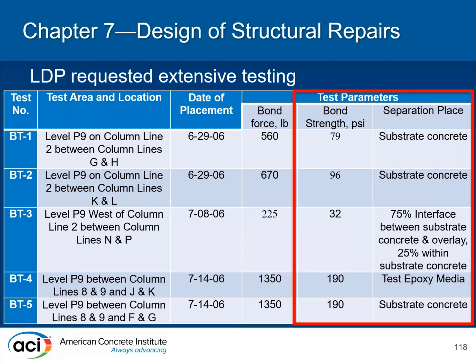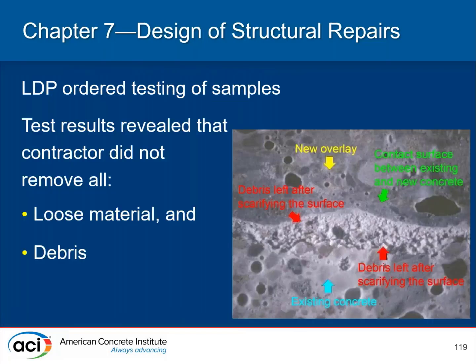The ICRI document referenced in ACI 562 provides some information with respect to interpreting and also specifying acceptable values in construction compared to what's observed during the mock-up. The LDP in this respect, because he or she was getting some variable results, ordered the testing of samples.